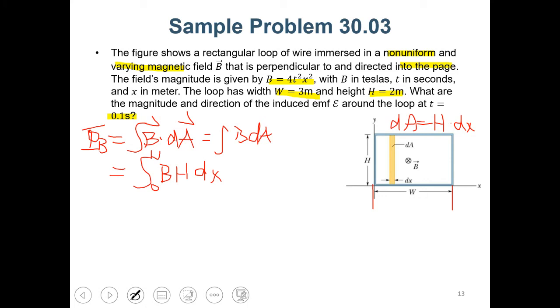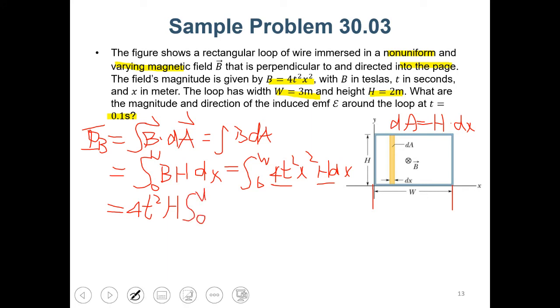Now we can substitute all the numbers. B should be 4t squared x squared, and then h dx. We can move out the terms that are not related to x. So we have 4t squared h, and then we integrate from 0 to w of x squared dx.